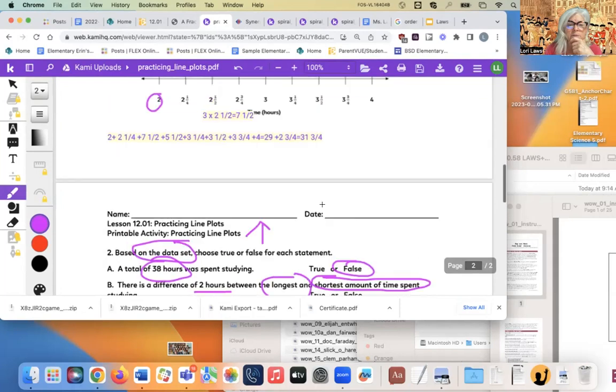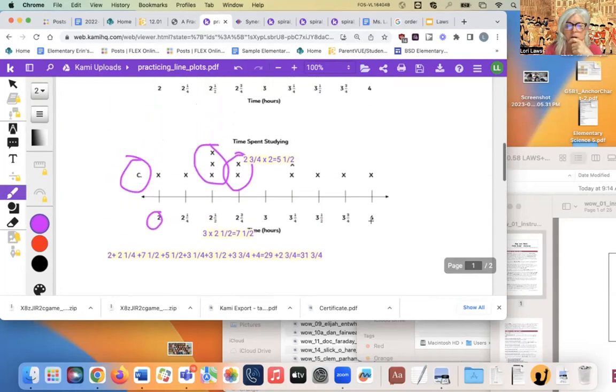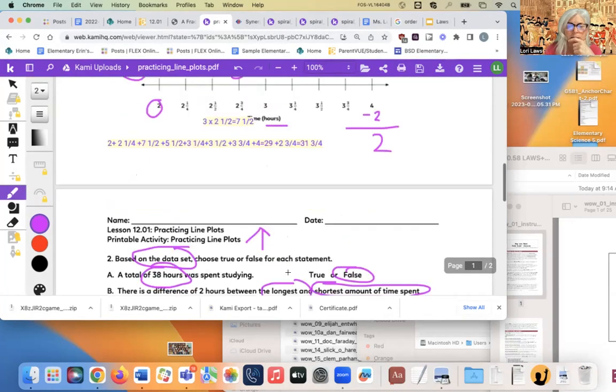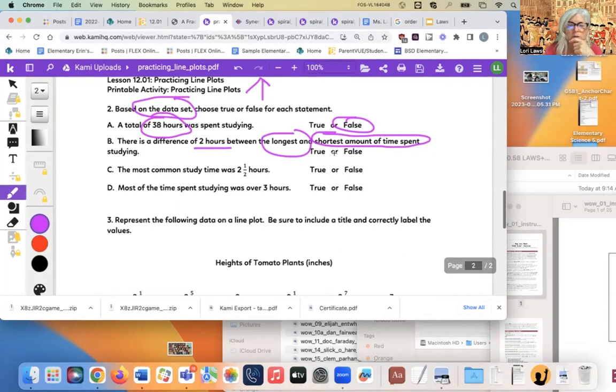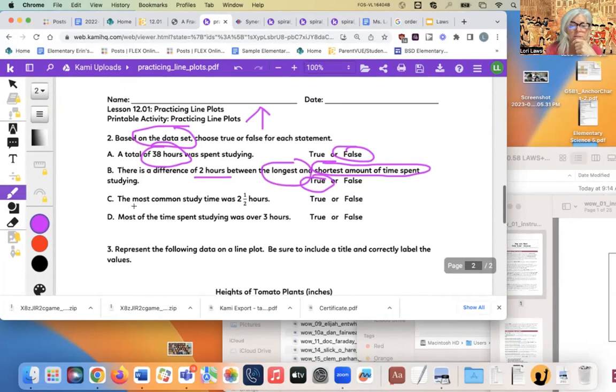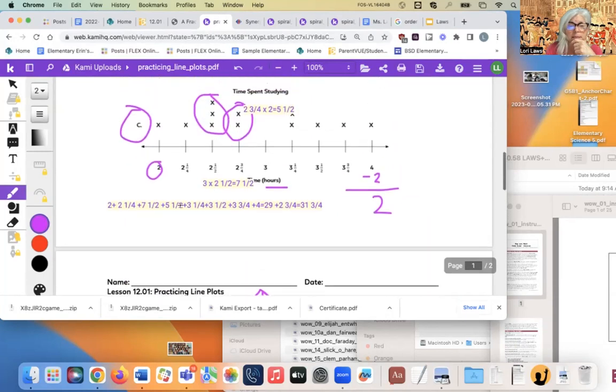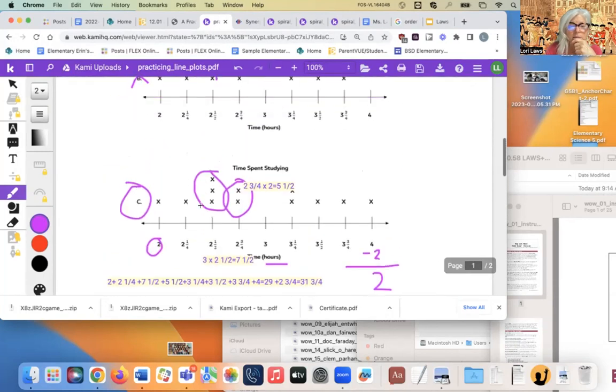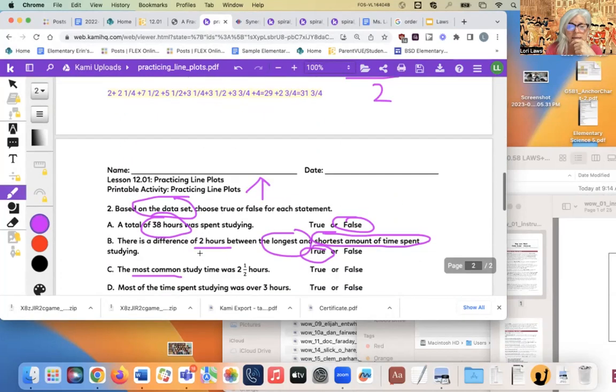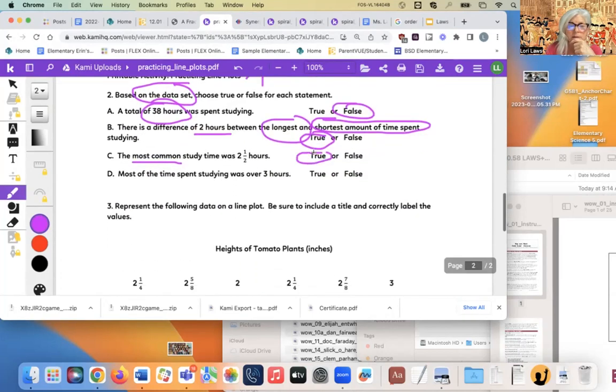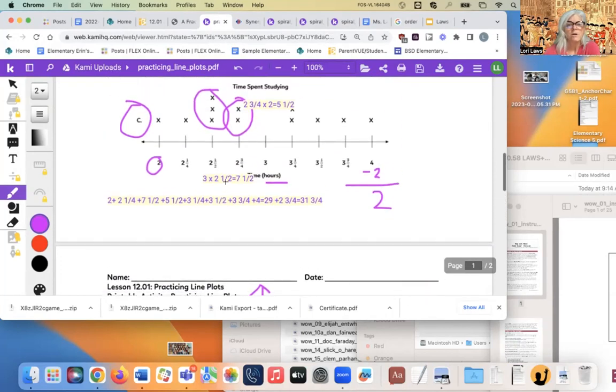So when you're finding difference, you have to look at your longest, which is 4, and subtract your shortest, which is 2. And that comes out 2. And then we have to check and make sure it's hours. Yep, 2 hours. So that's true. The most common study time was 2.5 hours. If it's most common, that means most people did that. So wait. 2.5 hours. Let's see. 2.5 hours was the most. Yep, that's true.